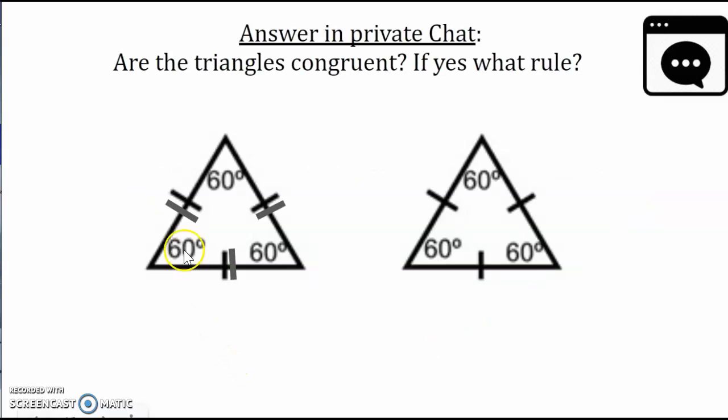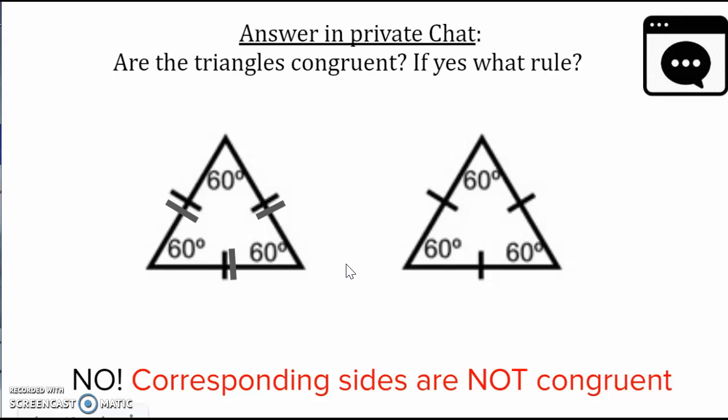What about this? Okay, are the triangles congruent? If yes, what rule? Okay, so we have all the angles that are congruent. So are they congruent? No, we said that angle is not a congruent statement. What about the sides? Well, the sides within the triangles are all equal, but between one triangle to the other triangle, are they the same length? No, they're different length. You can tell by 1 tick mark here and 2 tick mark here. That means these 2 triangles are not congruent because the corresponding sides are not congruent.